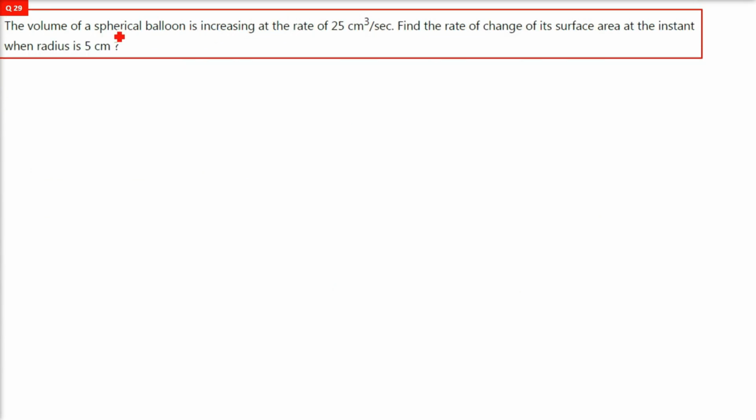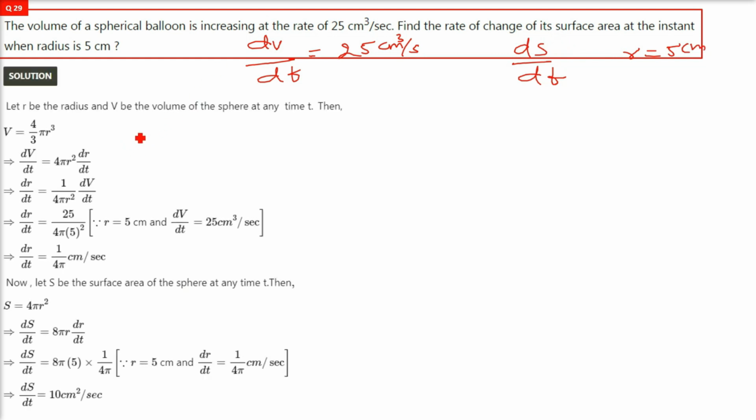The volume of a spherical balloon is increasing at the rate of 25 centimeter cube per second. So dV by dt is given as 25 centimeter cube per second. Find the rate of change of its surface area at the instant when the radius is 5 centimeter. So radius is 5 centimeter, and dS by dt has to be found out. We have already done a question like this. Volume is 4 by 3 pi r cube. Surface area is 4 pi r square. So volume is 4 by 3 pi r cube, and dV by dt will be equal to 4 by 3 pi into 3 r square dr by dt.